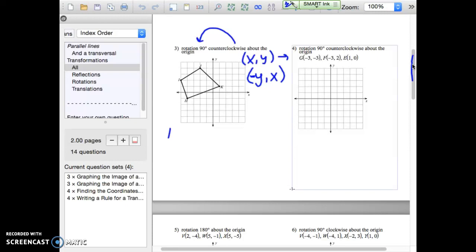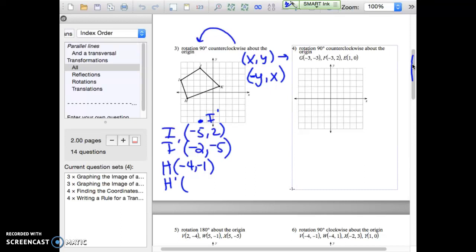So if I'm looking at the point I, which is here at negative 5, 2, I prime is going to go to negative 2, and the negative 5 is going to stay the same, because the x stays the same, they just switch spots. So negative 2, negative 5 is right here at I. H, well, H is at negative 4, negative 1. So you're going to flip-flop. H prime is going to be at positive 1, because the y changes sign, negative 4. So positive 1, 2, 3, 4 right here will be H prime.